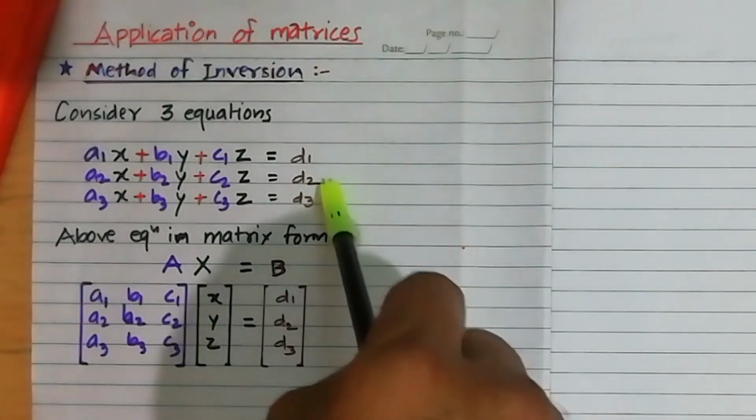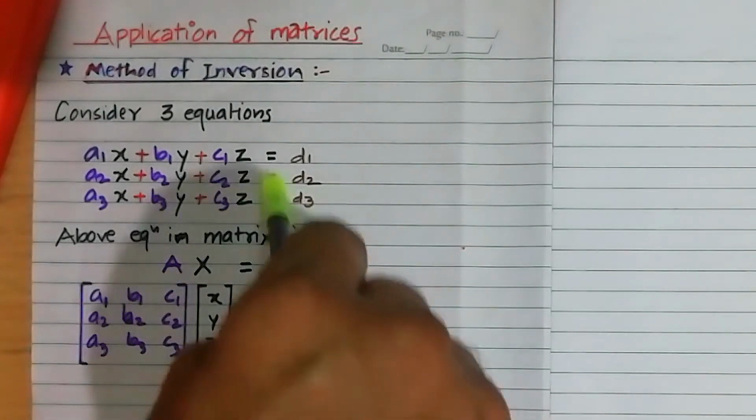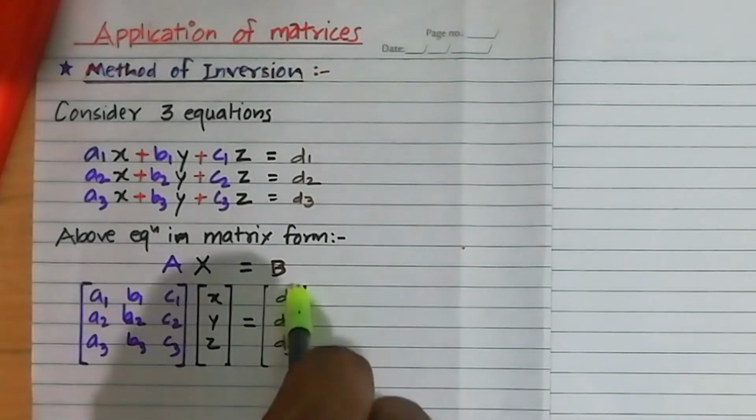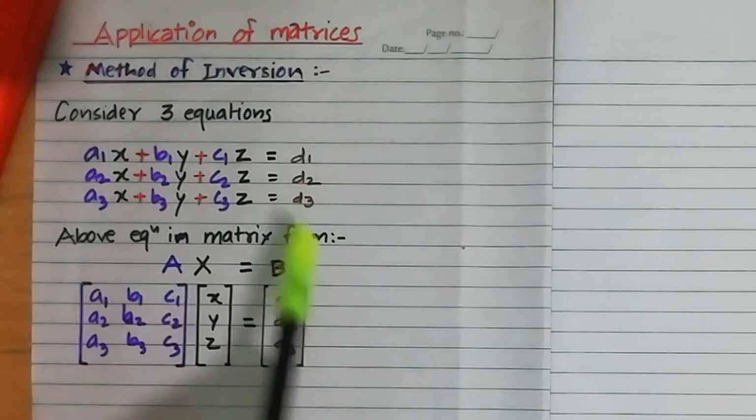Now what about d1, d2, d3? They are constant terms, we are not going to forget them. We are going to make again a column matrix of these three terms and we call it B. This is a representation of these equations in matrix form.